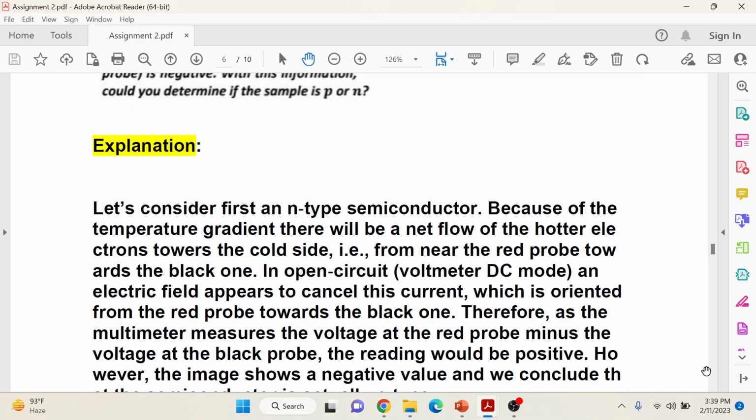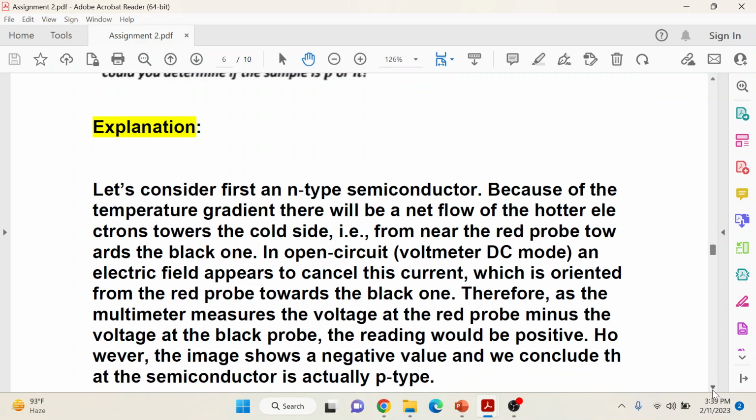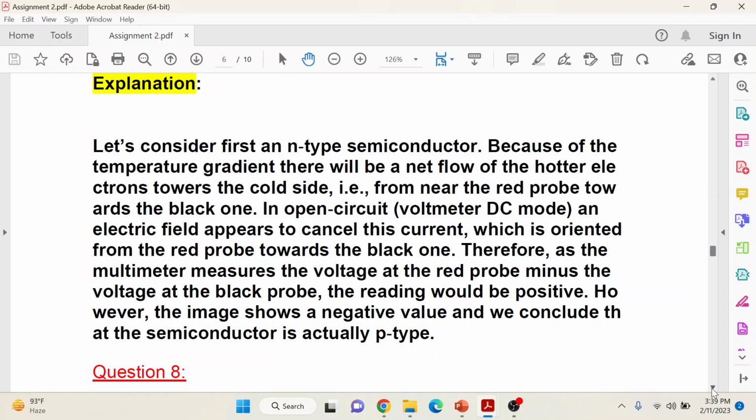The answer is as follows. Let's consider first an n-type semiconductor. Because of the temperature gradient, there will be a net flow of the hotter electrons towards the cold side, that is from near the red probe towards the black one. In open circuit voltmeter DC mode, an electric field appears to cancel this current, which is oriented from the red probe towards the black one.